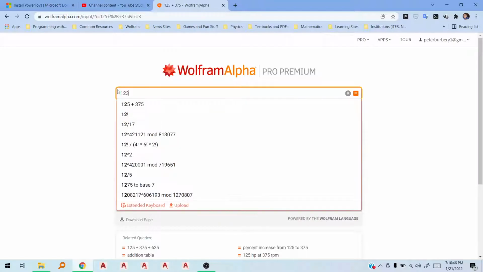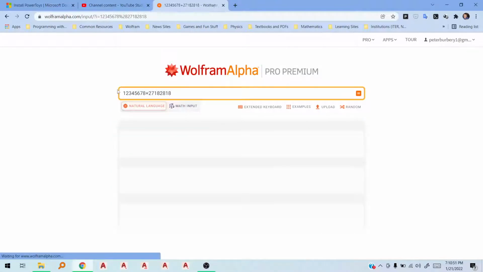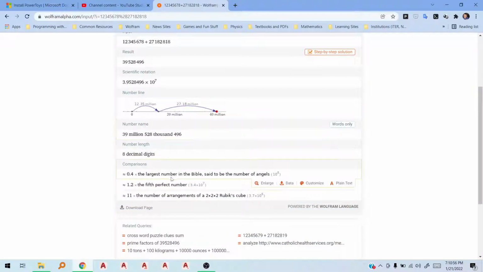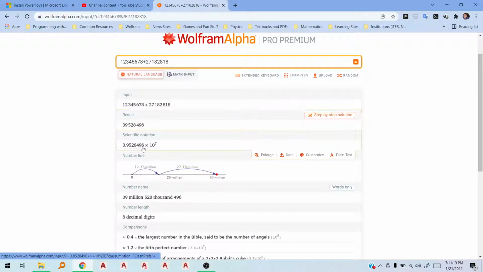So maybe I'm going to enter a big example. And it will also give comparisons. The largest number in the Bible is said to be the number of angels, 1.2 times the fifth perfect number, 11 times the number of arrangements of a 2x2 Rubik's Cube, just to get some context to try to wrap your mind around how big 39 million is. It also converted to scientific notation.